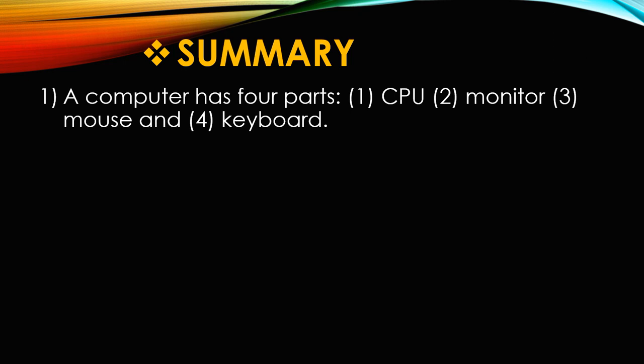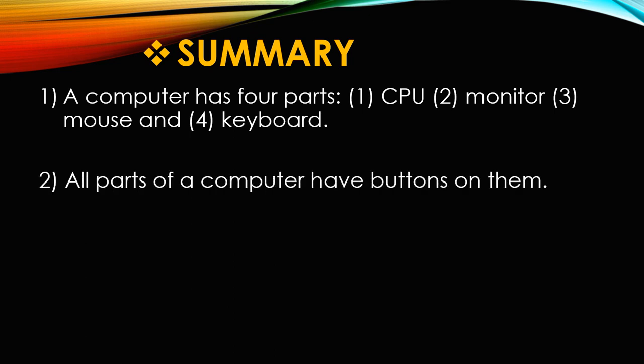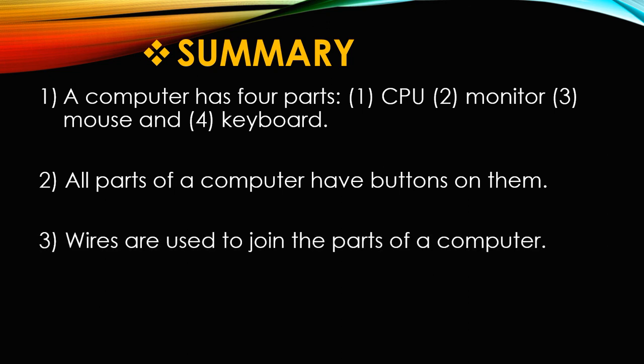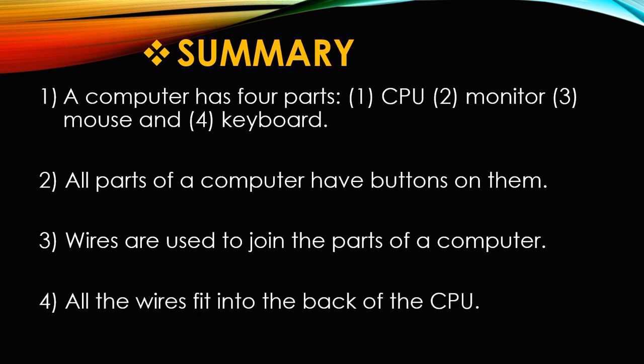Students, did you understand the video about parts of a computer? Now, let's summarize the topic. A computer has 4 parts: CPU, monitor, mouse and keyboard. All parts of a computer have buttons on them. Wires are used to join the parts of a computer. All the wires fit into the back of the CPU.